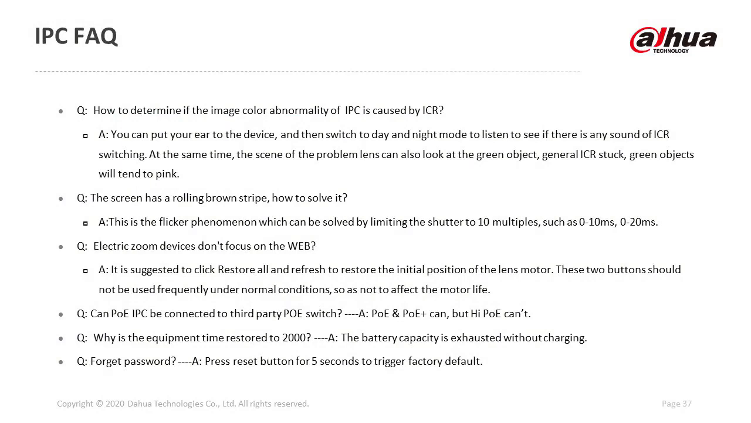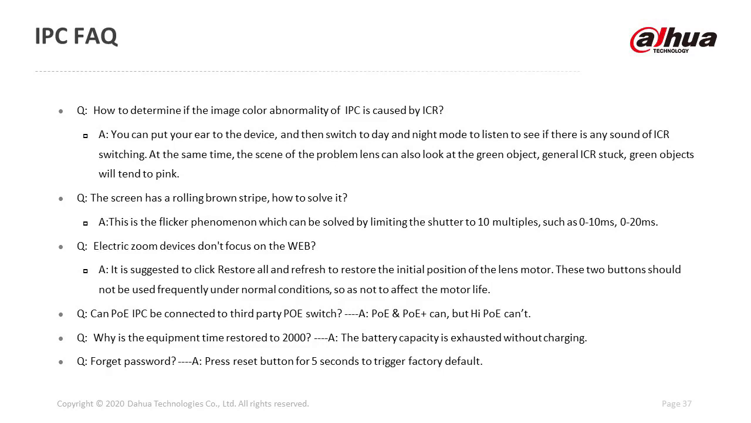Question 1. How to determine whether the image color abnormality of IPC is caused by ICR. You can put your ear to the device and then switch to day and night mode to listen to see if there is any sound of ICR switching. At the same time, in the scene of the problem lens, you can also look at a green object. If the ICR is stuck, green objects will tend to pink. Question 2. The screen has a rolling brown stripe.